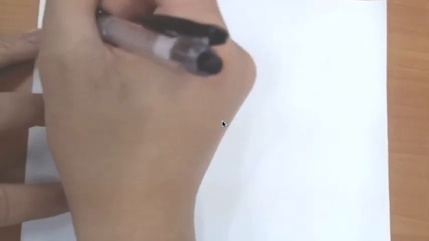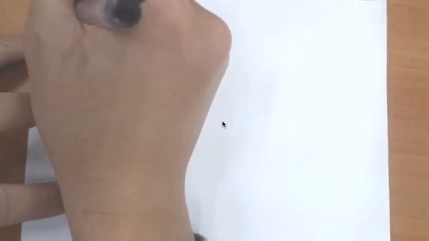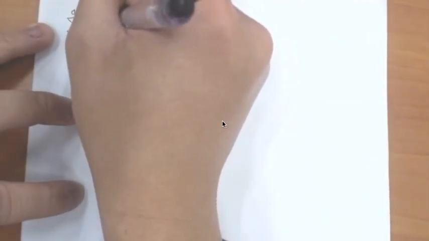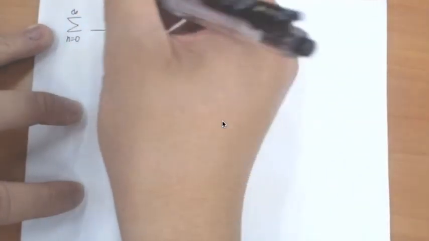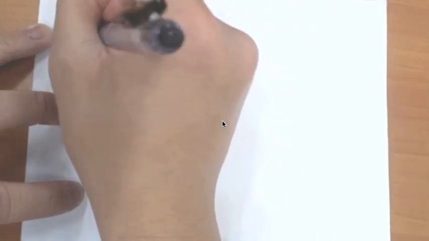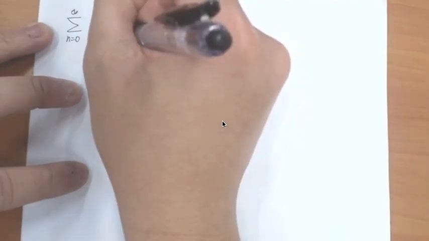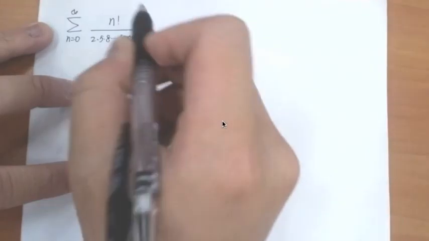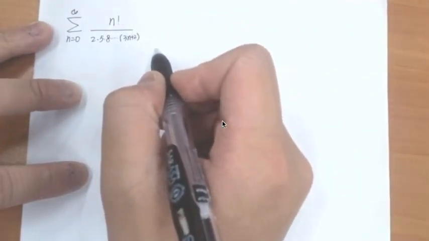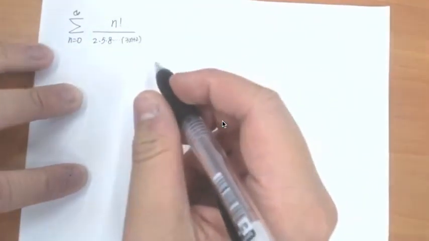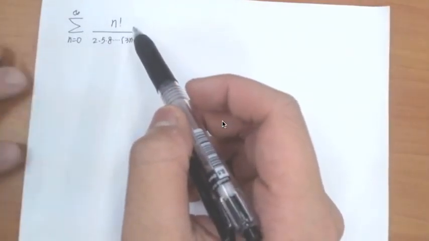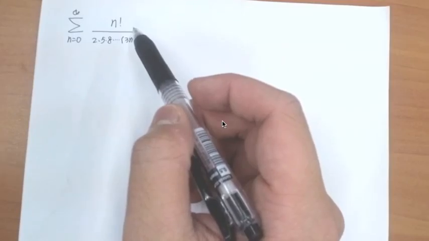It is the summation of n from 0 to infinity with the numerator of n factorial and a patterned denominator with 3n plus 2. So the first one is 2 times 5 times and so on, until 3n plus 2. And then we're going to analyze how this series will work if we are able to test it.